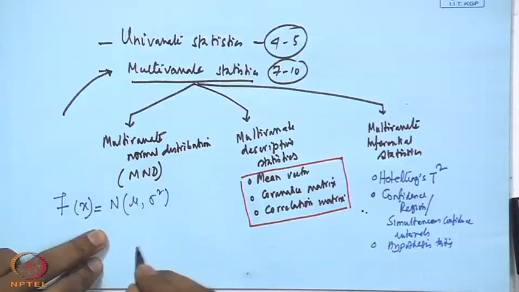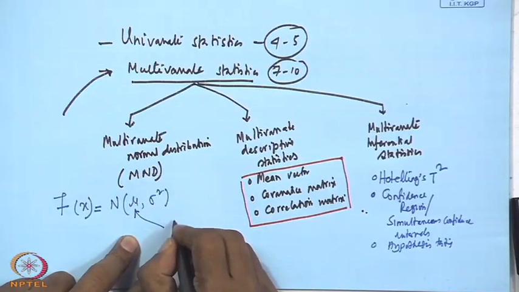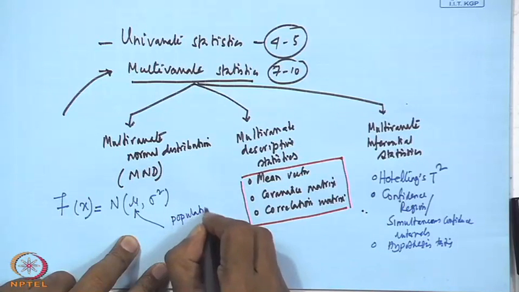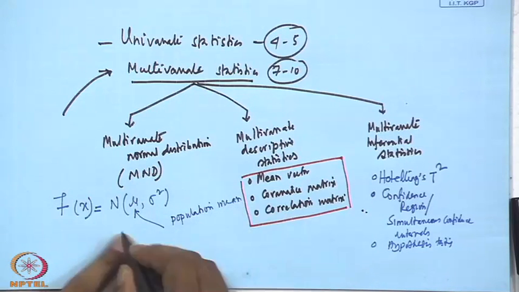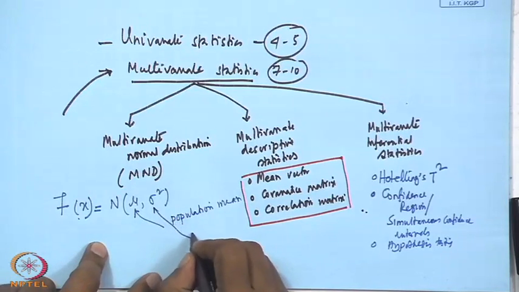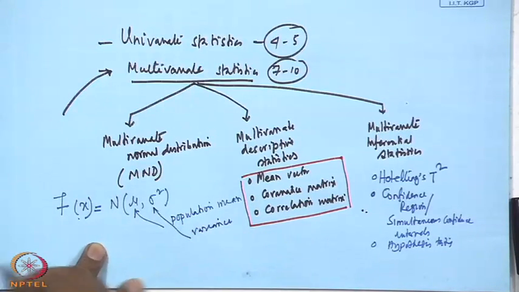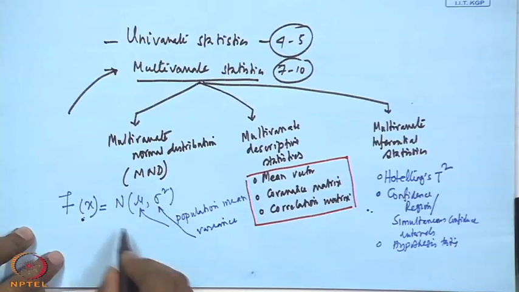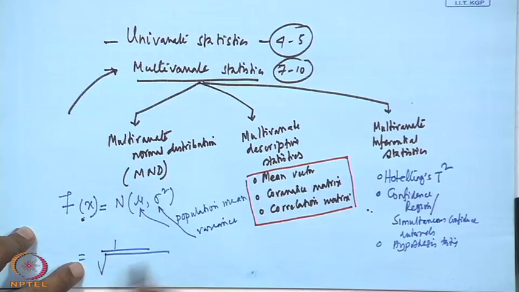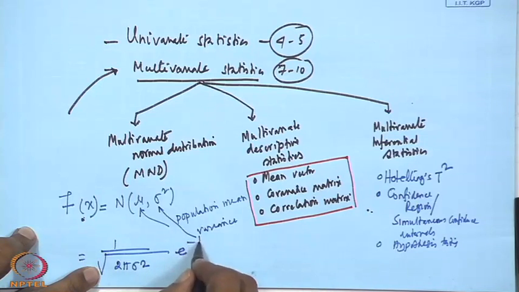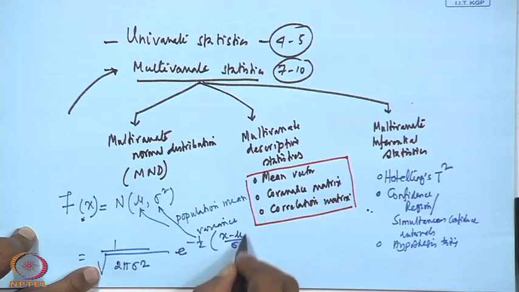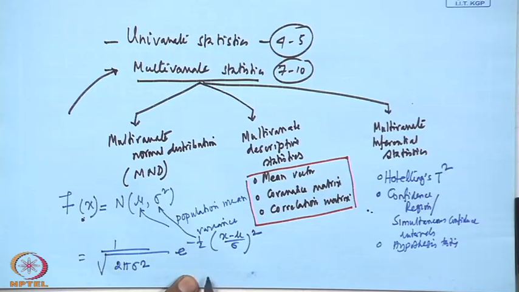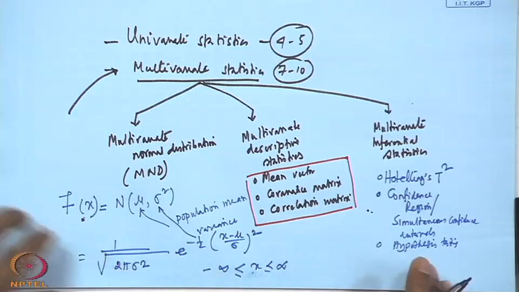mu and sigma square, where mu is the population mean, that population is characterized by one variable, that is x, and sigma square is the variance component, the variance of the population with respect to x. And this one is 1 by square root of 2 pi sigma square, e to the power minus half, x minus mu by sigma, whole square, where this x value lies from minus infinity to plus infinity. Okay. It is visible.